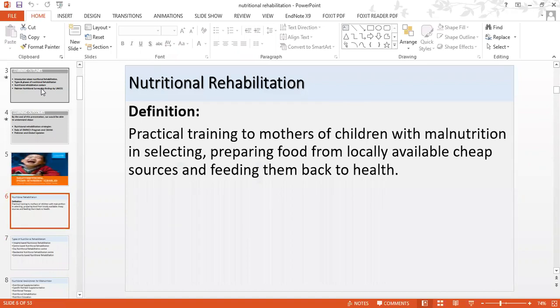Let's start with the definition. Nutritional rehabilitation is basically a practical training imparted to the mothers of children with malnutrition in selecting and preparing food from locally available cheap sources. That's the important part here: selection and preparation of food from locally available and cheap sources, and feeding them back to health. That's what nutritional rehabilitation means.